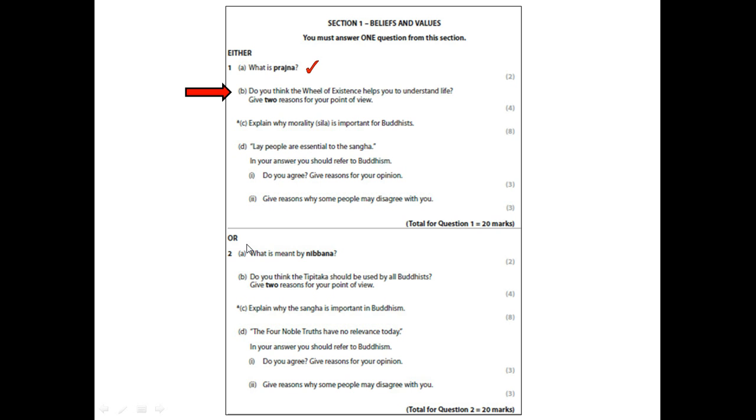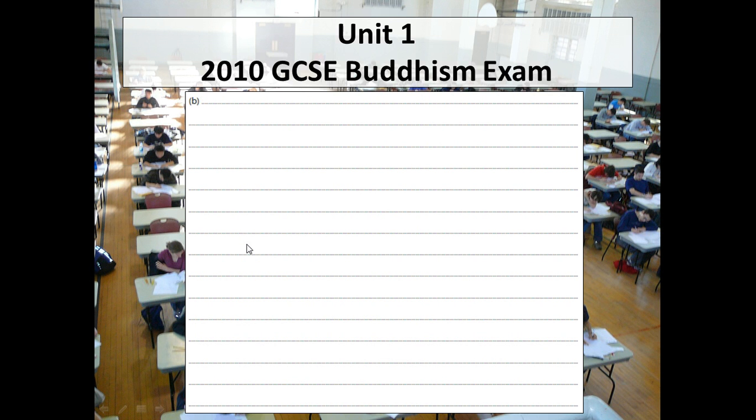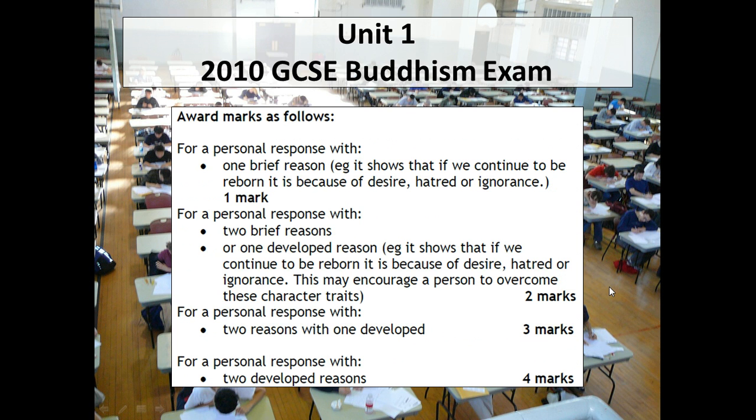B question: do you think the wheel of existence helps you to understand life? It says you need to give 2 reasons for your point of view. This is the amount of space that they give you to write on. It is a total of 15 lines, and you do not need to write more than that. You probably only need to use half of that. So don't be intimidated when you look at the exam paper and see so much blank space that you've got to fill.